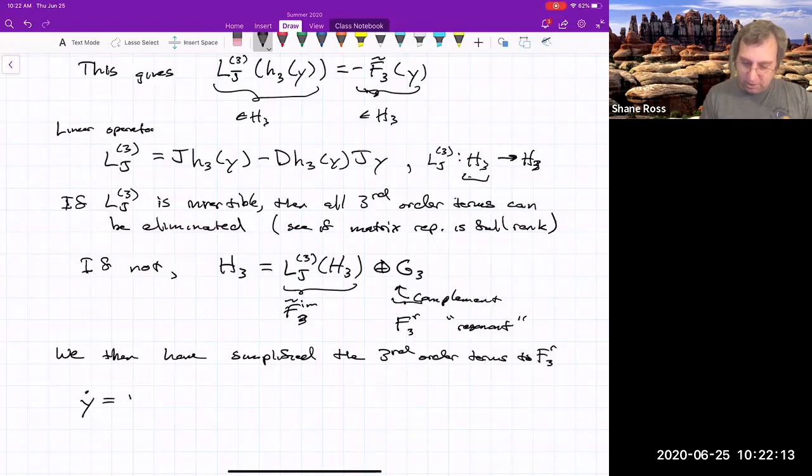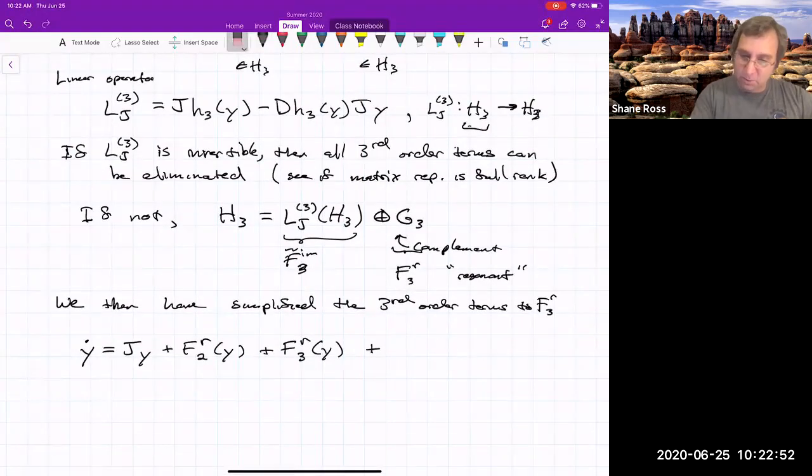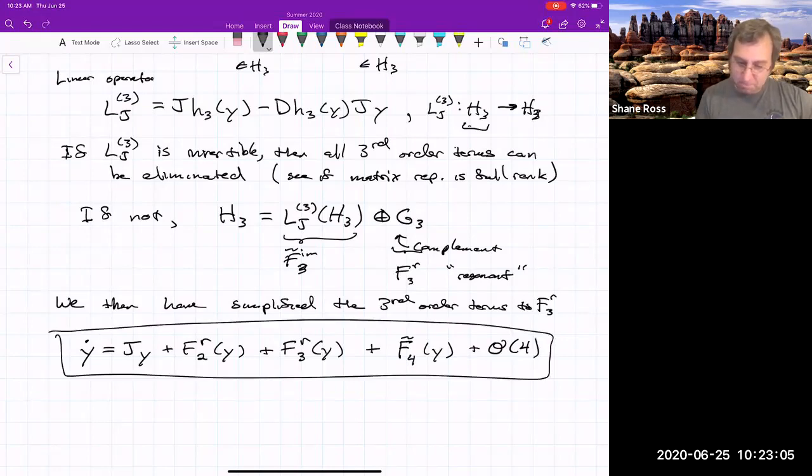So our ODE, we first got it by putting it in Jordan canonical form, so that was a linear transformation. Then we did a second order transformation to eliminate as many of the second order terms as possible. Now we've done a third order transformation. So we would be left with that, where we've simplified the second and third order terms, and then everything else would be order four. What do I mean by order four? Well, this would be all of the terms you now have that are order four. So you could continue this. You could eliminate, or I mean simplify, fourth order terms.